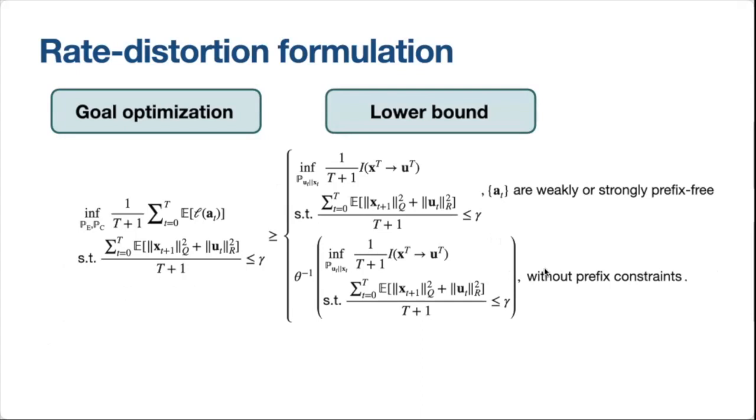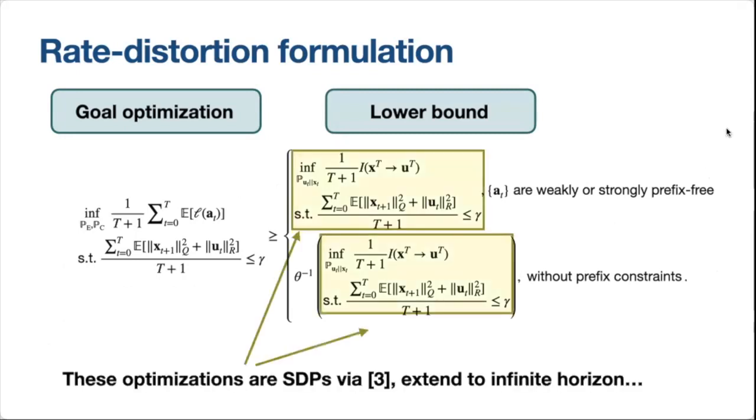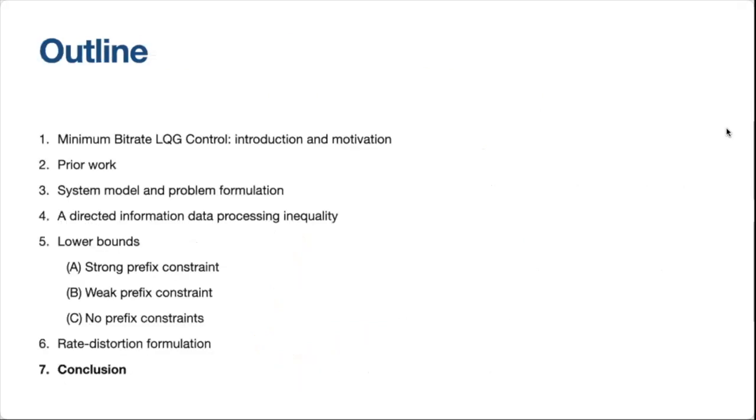Since the directed information lower bounds the code word length, and since this optimization is performed over a more general policy space, we clearly have this lower bound. It turns out that, actually by reference 3, these optimizations are tractable and can be computed via semi-definite optimization. They also neatly extend to the infinite horizon case for time invariant plans.